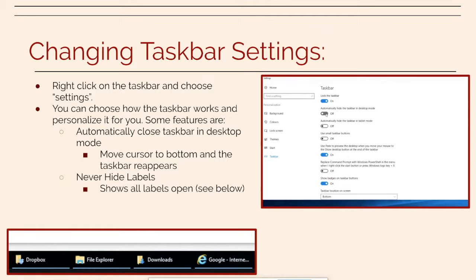You can go ahead and move the cursor to the bottom and the taskbar reappears. That's for when you're working on something and you don't want that taskbar to be on the bottom. And you can also use Never Hide Labels. You can have all the labels shown and open so that you can see them, sort of like the image below.